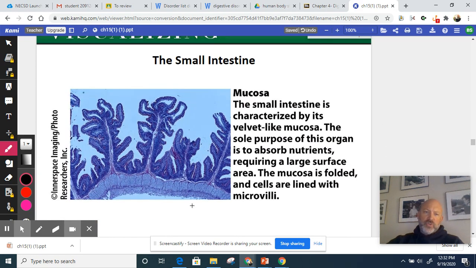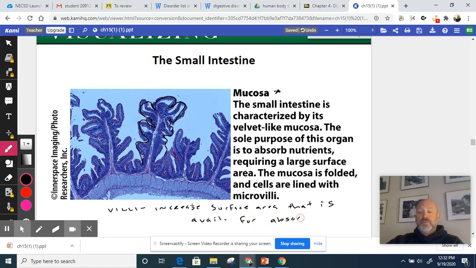It's in the mucosal layer, right, that we see these finger-like protrusions, these intestinal folds that we call the villi. Remember, the villi are important because they increase the surface area that is available for absorbing nutrients.